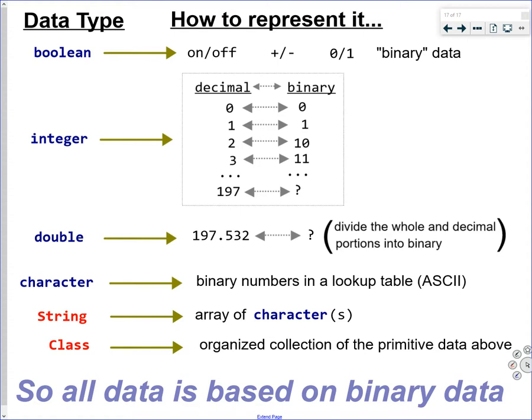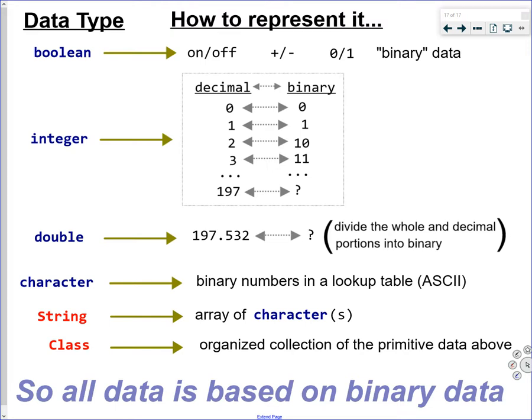Okay? If we move to integers, as you can see here, the way we represent binary when we're talking about decimal numbers is somewhat unknown at this point. We got to 0, 1, 2, 3, but how do we get to stuff like 197? We're going to learn a system for that. When we talk about doubles, well, it could use the same system, especially if we split apart the decimal and the whole number portion. That will be a way to do it.